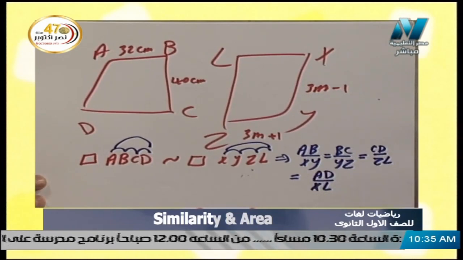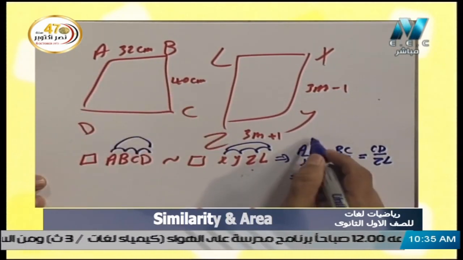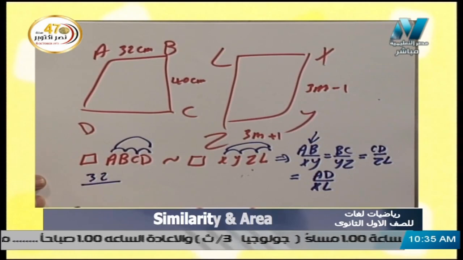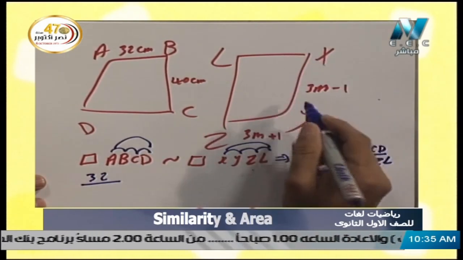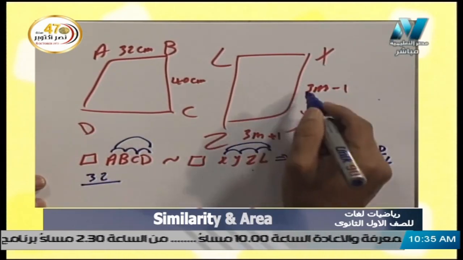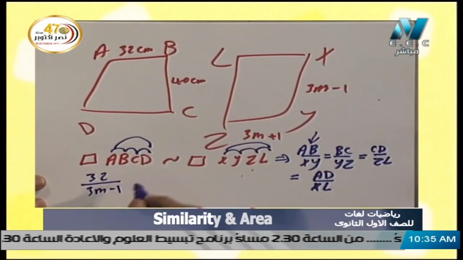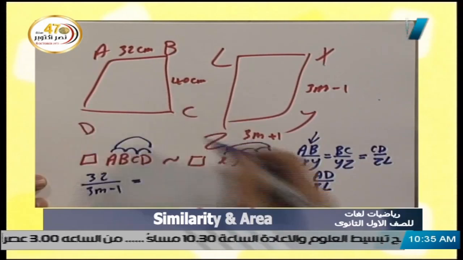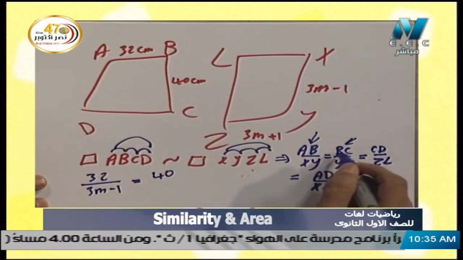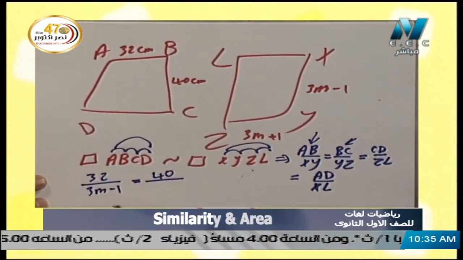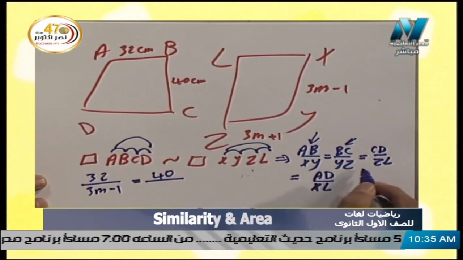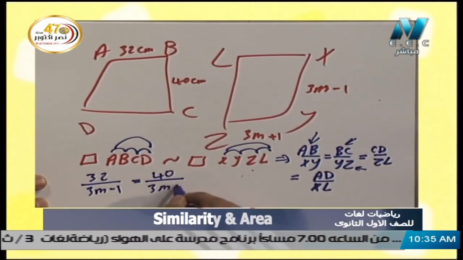Okay, AB here is 32, so we can replace AB by 32 over XY, which is 3m minus 1. So we can replace XY by 3m minus 1, equal to BC, which equals 40 centimeters, over YZ. YZ here is 3m plus 1, so we replace YZ by 3m plus 1. Okay?